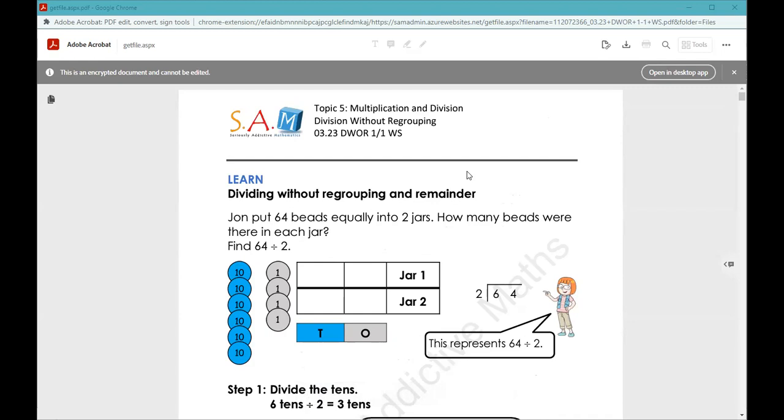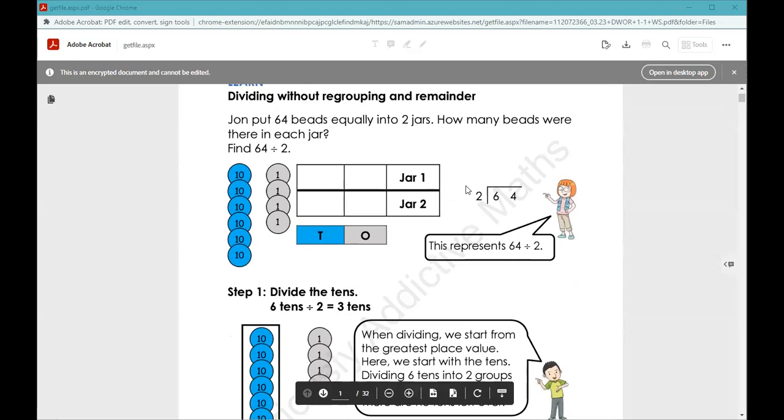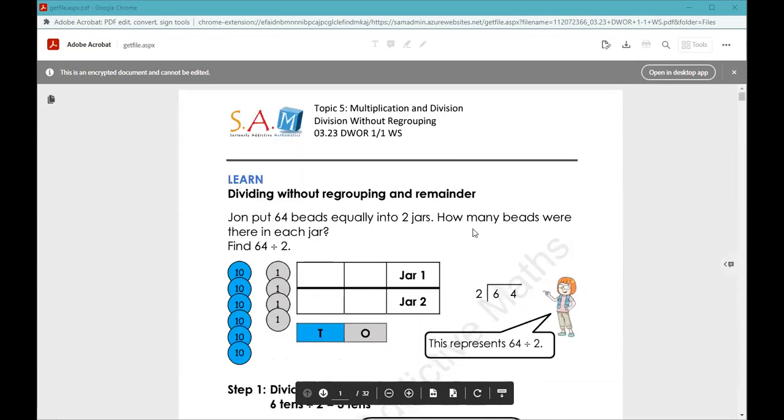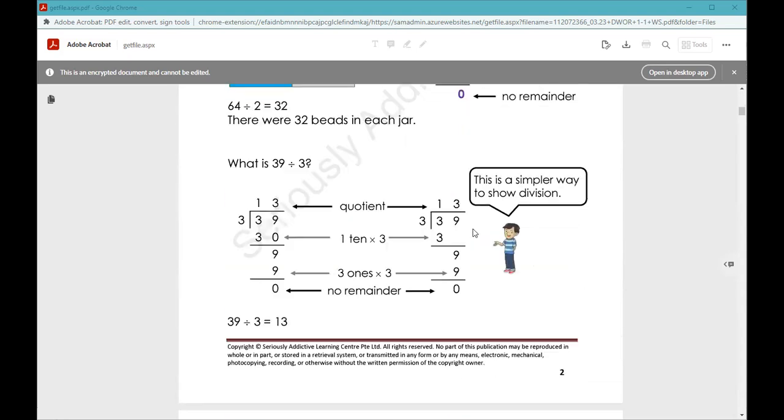Okay. Having said that, there are some questions that I would like you all to work with them on, though. All right, so stay tuned. I will talk more about this in a bit. Okay, for the first booklet, it is dividing without regrouping and remainder. So this was done, if I remember, about 1 or 2 weeks ago.